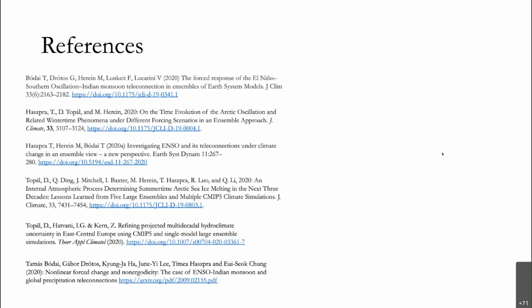But first, as Clara mentioned, we have to make sure that the EOF patterns are well captured in the model. And actually, we did that. So the CESM does a pretty good job replicating this wintertime atmospheric circulation.